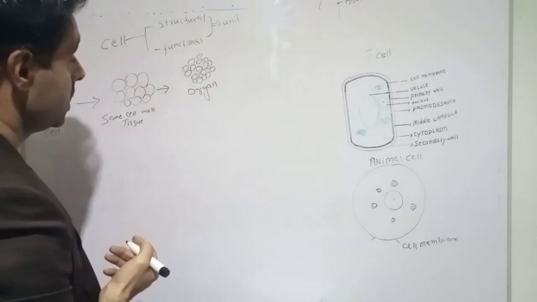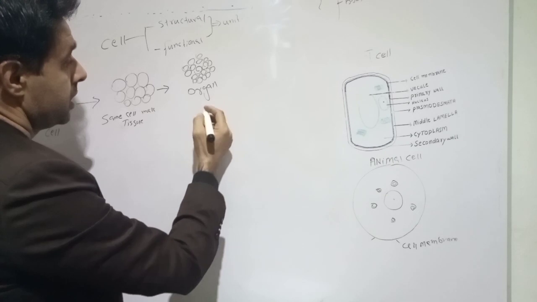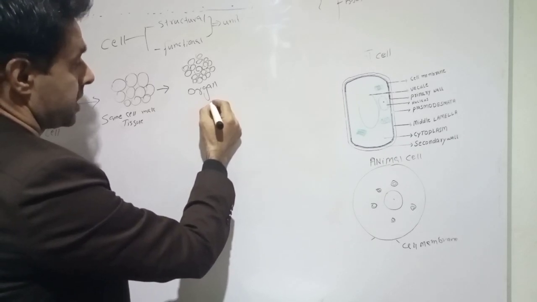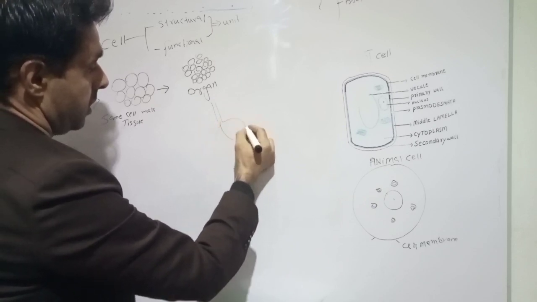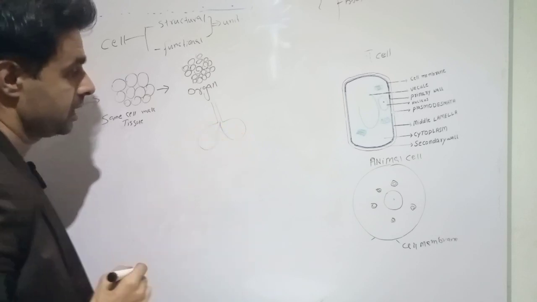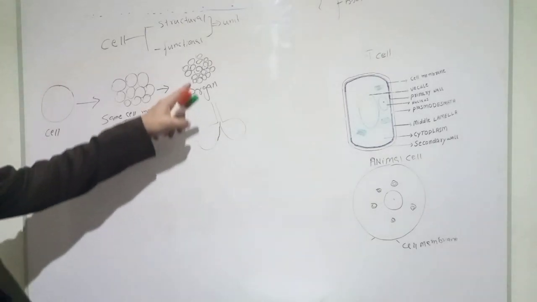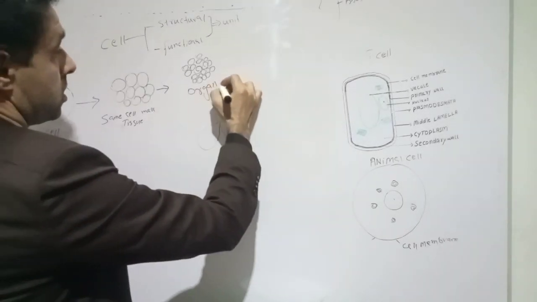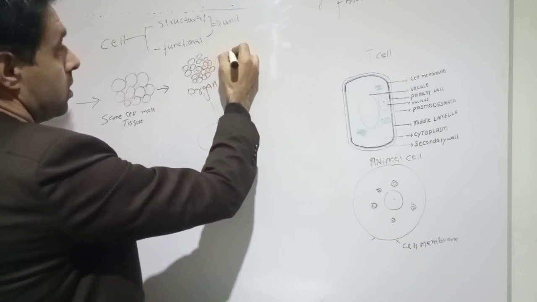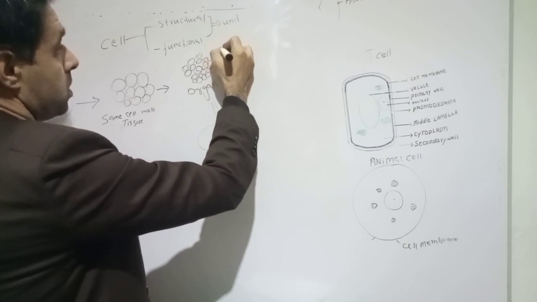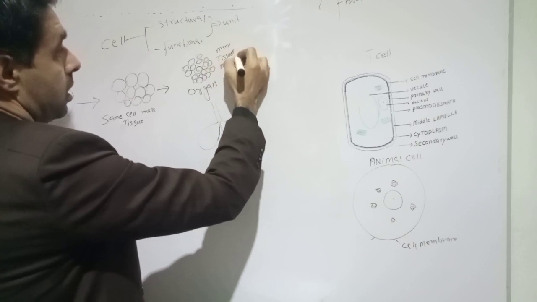Organ, like what? Organ like lungs. It is an organ. What is this? It is an organ, and this organ is made by tissues. Tissues make organ. Many tissues make organ.